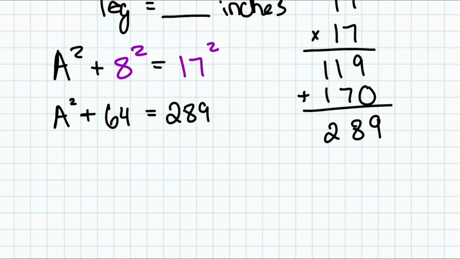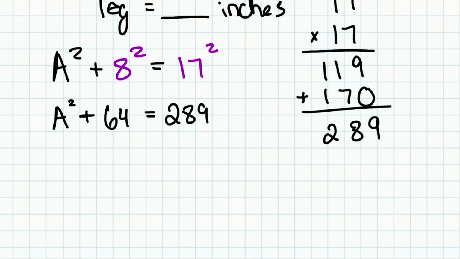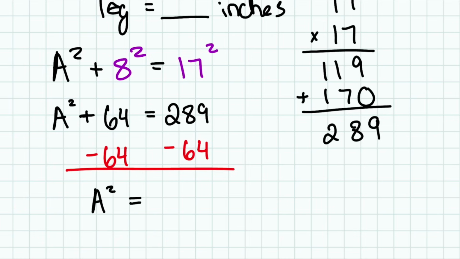The next step is going to be try to get that a by itself. So the first thing that we'll do will be subtract 64 from both sides. Once we do that, we're going to get a squared equals, because again, we have that cancellation here. And on the right side, we'll have 225. Now, is 225 the answer? No. Remember that we're trying to get the value of a, not a squared. We're just trying to get a. So what does this mean?